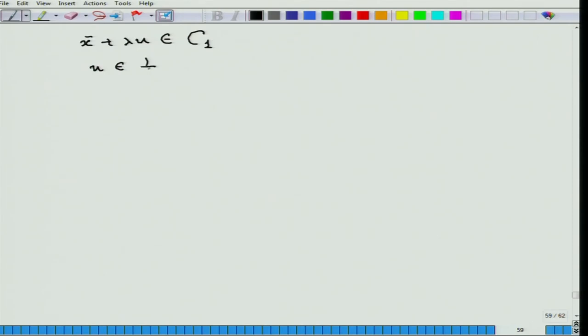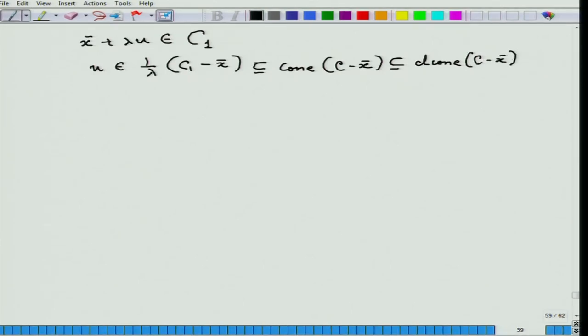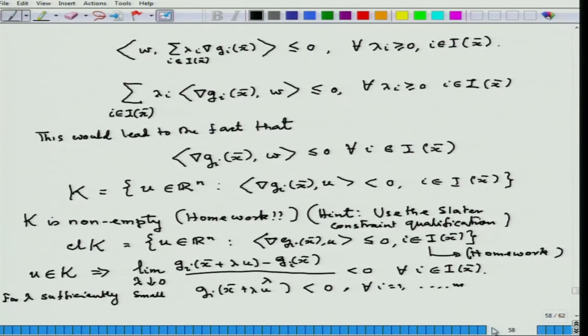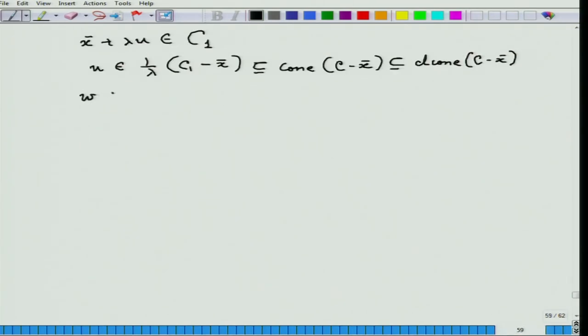So, u is an element of 1 by lambda times the set C 1 minus x bar. This sort of set is of course a subset of the cone, or the convex cone in this case, generated by the set C minus x bar, which is again naturally a subset of the closure of the cone. Now, by our explanation here, this w belongs to the closure of K, the closure of this set K, so C 1, sorry.